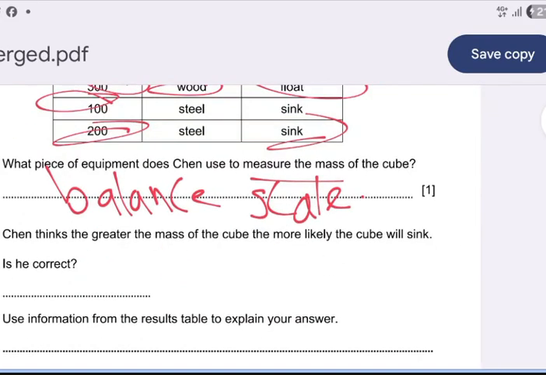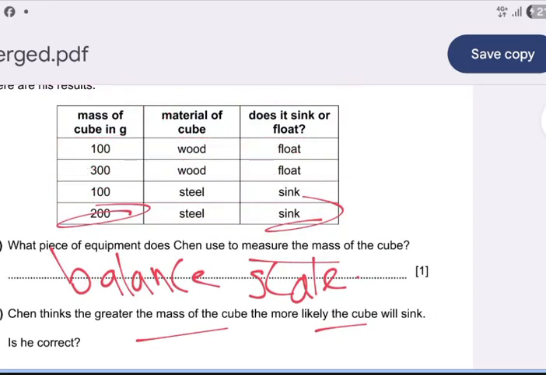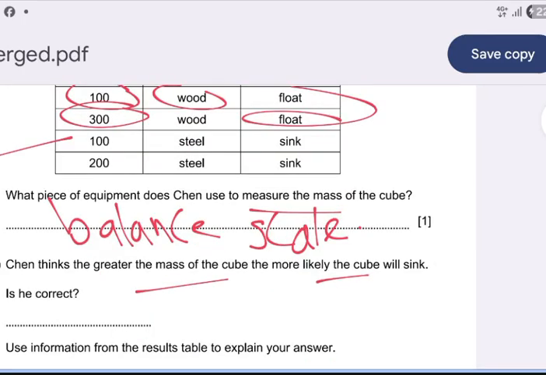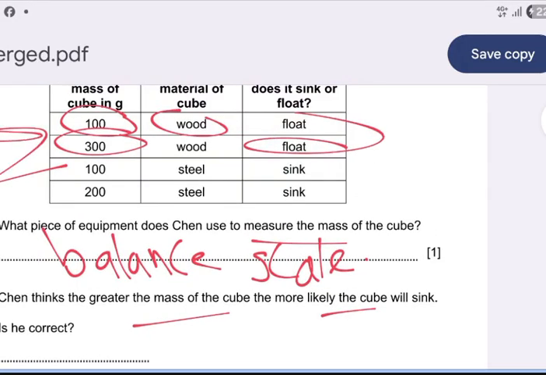So Chen was thinking, the greater the mass of the cube, the more likely the cube will sink. So do you think he is correct? Look at the results. Whenever they say this, I must look at the table. Teacher, he said the greater the mass, it will sink. Okay. For the wood, he brought 100 gram, it floats. He increased the mass, also it floats. When it was 100 gram only for steel, it sinks. Only 200, it sinks. So now he is right or no? Right. He is right, يا قلبي, that if he is increasing the mass, it will sink. He increased the mass for the wood, but it doesn't sink.